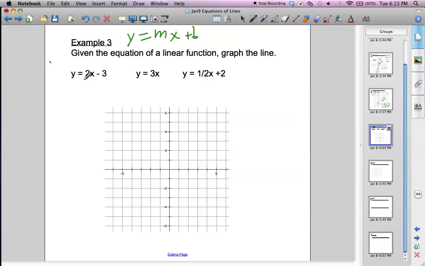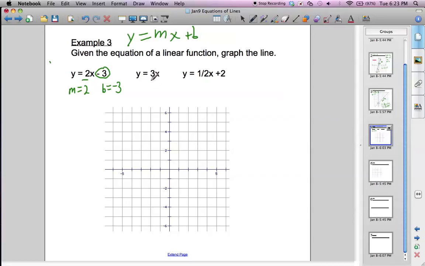So if you look at the first one, slope is going to be equal to 2, the number in front of x. Now the other number, you might be tempted to say that the y-intercept is 3, but it's minus 3, so the y-intercept is negative 3 in that case.